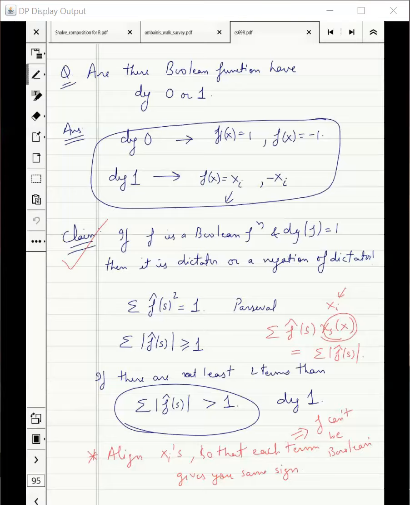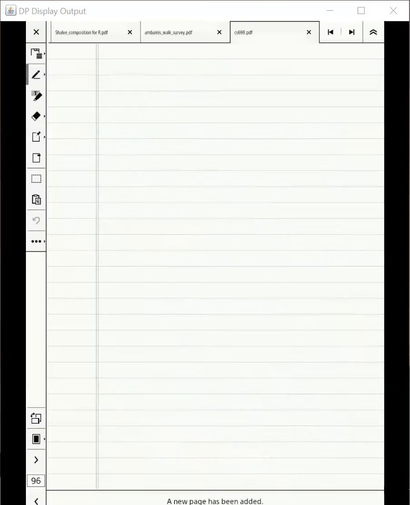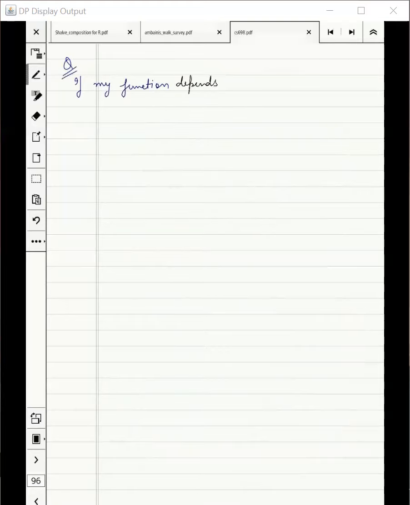So the question which I should ask is, if my function depends on all n variables, does it imply that the degree of f is?